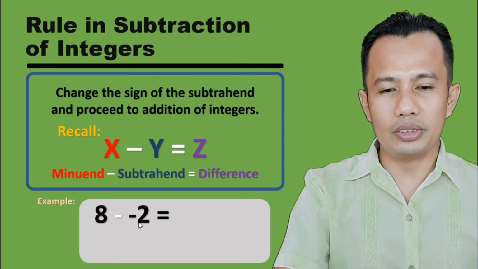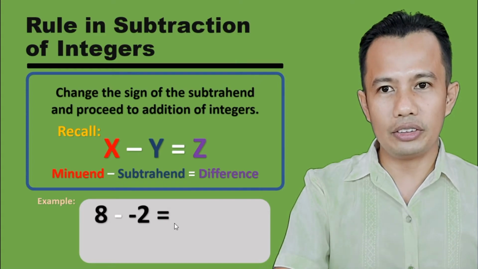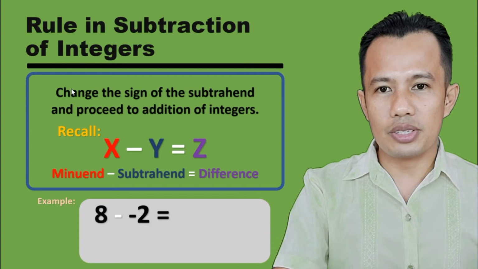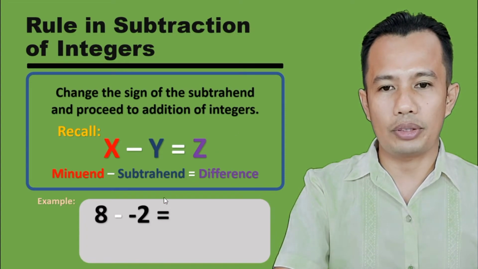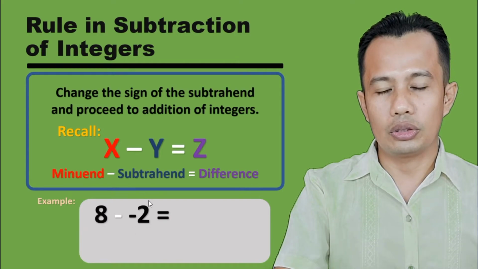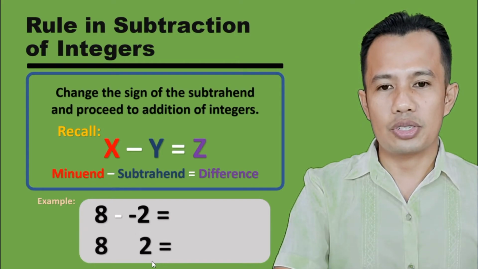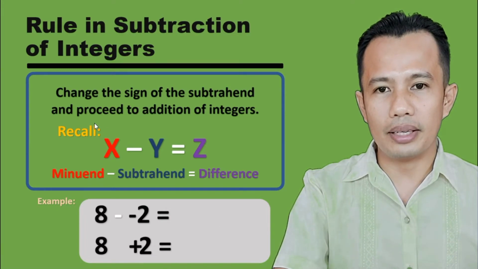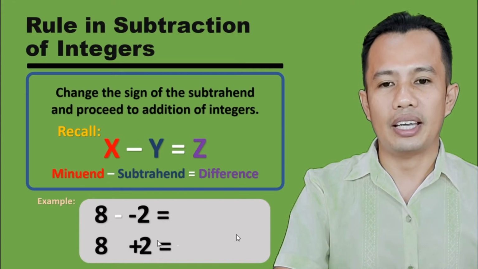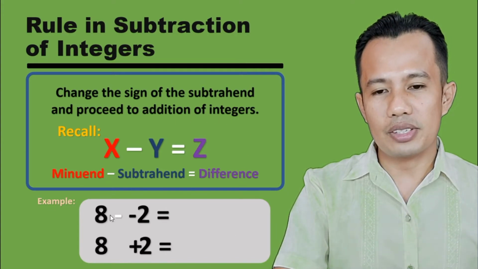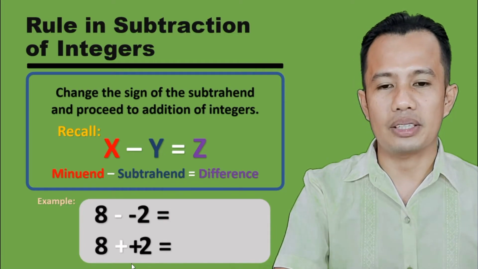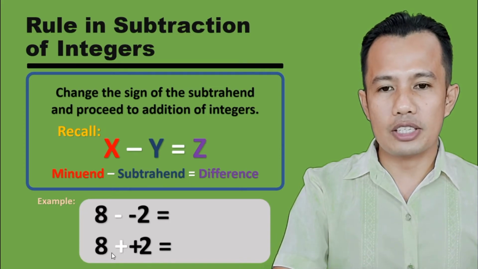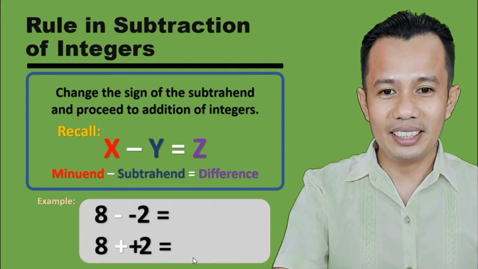Let's have an example. 8 minus negative 2 is equal to, according to the rule of subtraction of integers, the first step is to change the sign of the subtrahend. Our subtrahend here is negative 2, so let's change it. From negative, it will become positive. The next step is to proceed to addition of integers. So instead of the minus sign, it will become a plus sign. So now, 8 plus positive 2 is simply 10.